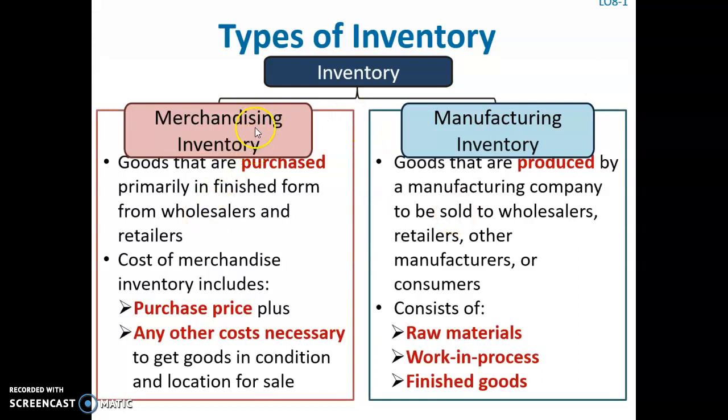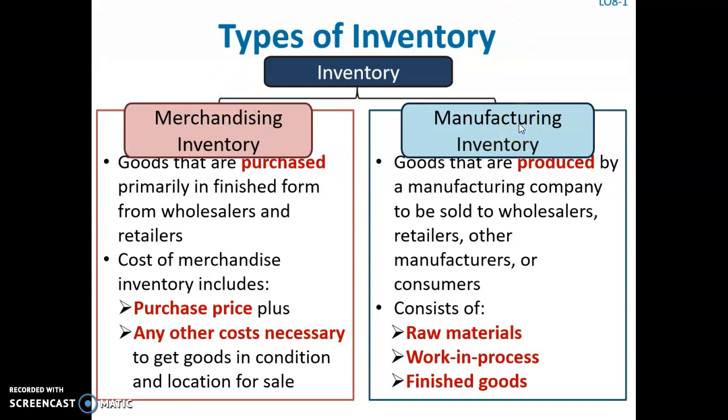Wholesale and retail companies purchase goods that are primarily in finished form. These companies are intermediaries in the process of moving goods from the manufacturer to the end user. They often are referred to as merchandising companies, and their inventory is referred to as merchandising inventory. The cost of merchandising inventory includes the purchase price plus any other cost necessary to get the goods in condition and location for sale.